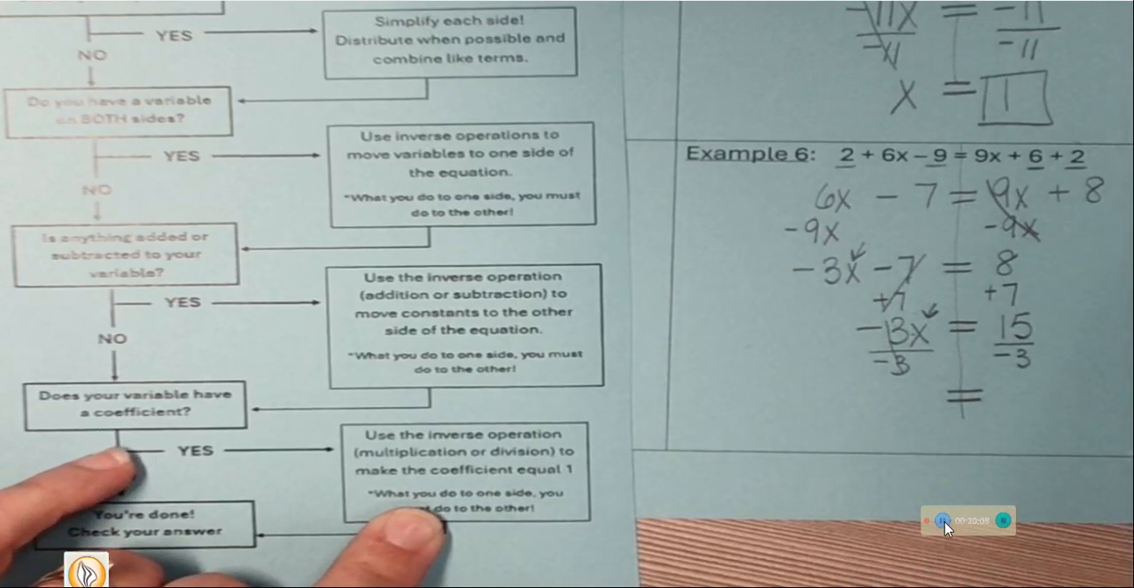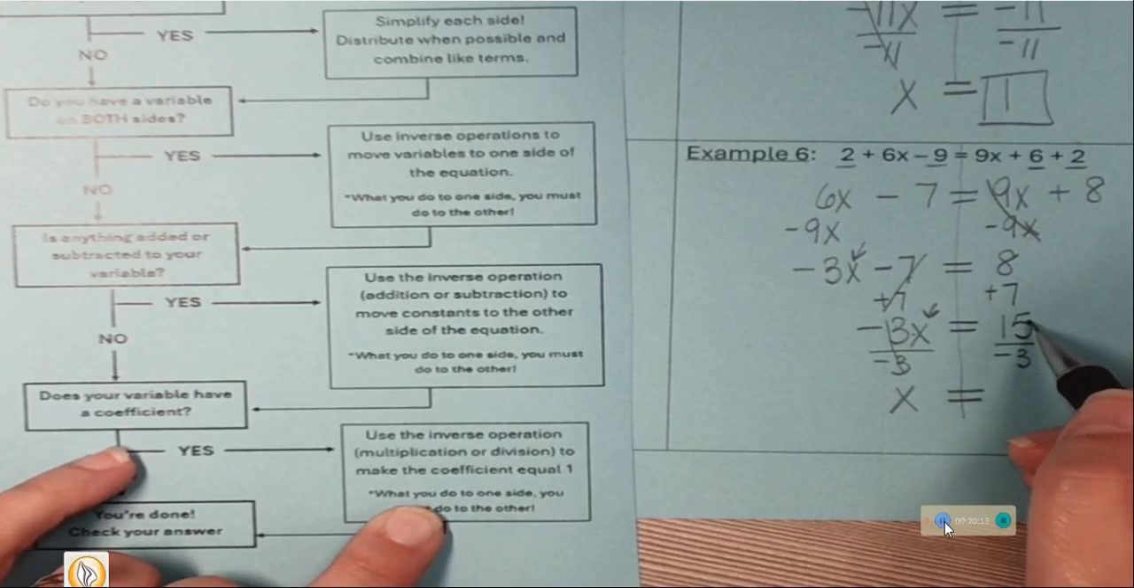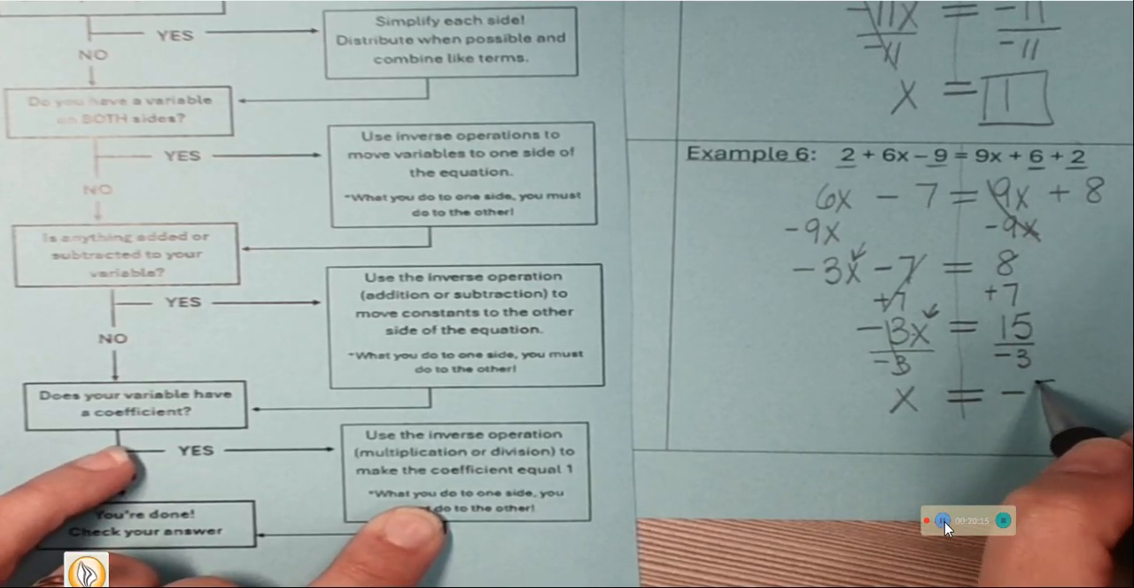Oh, you're on the other side. You're one step ahead of me. So that'd be x. And now on the other side, 15 divided by -3 is -5, just like my friend said.